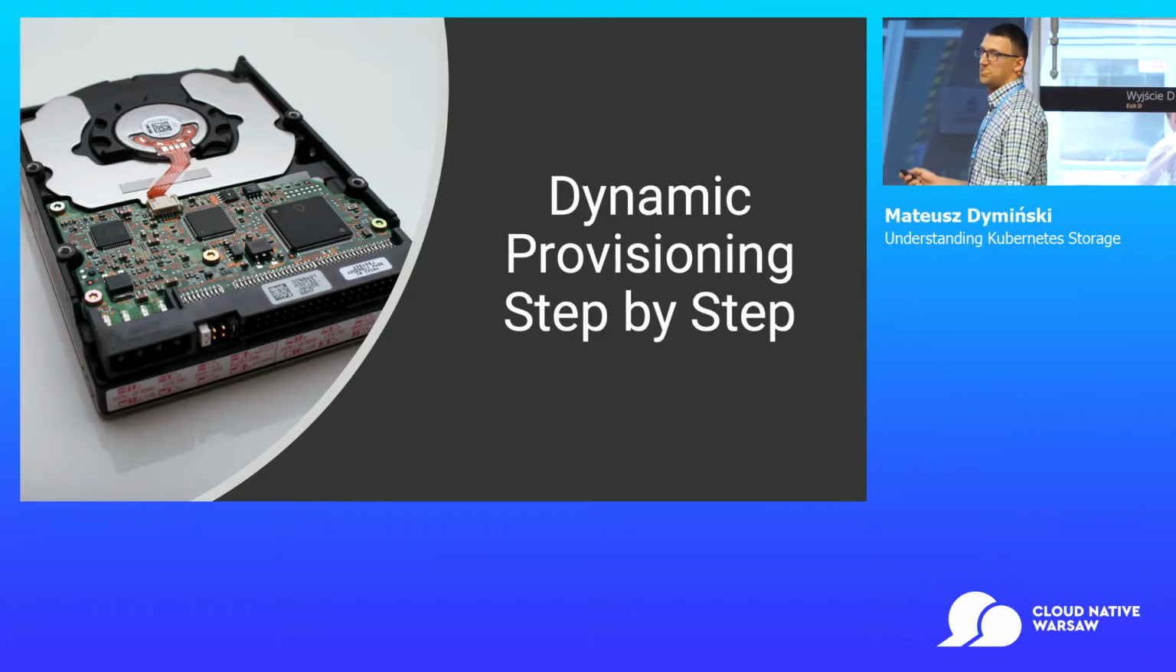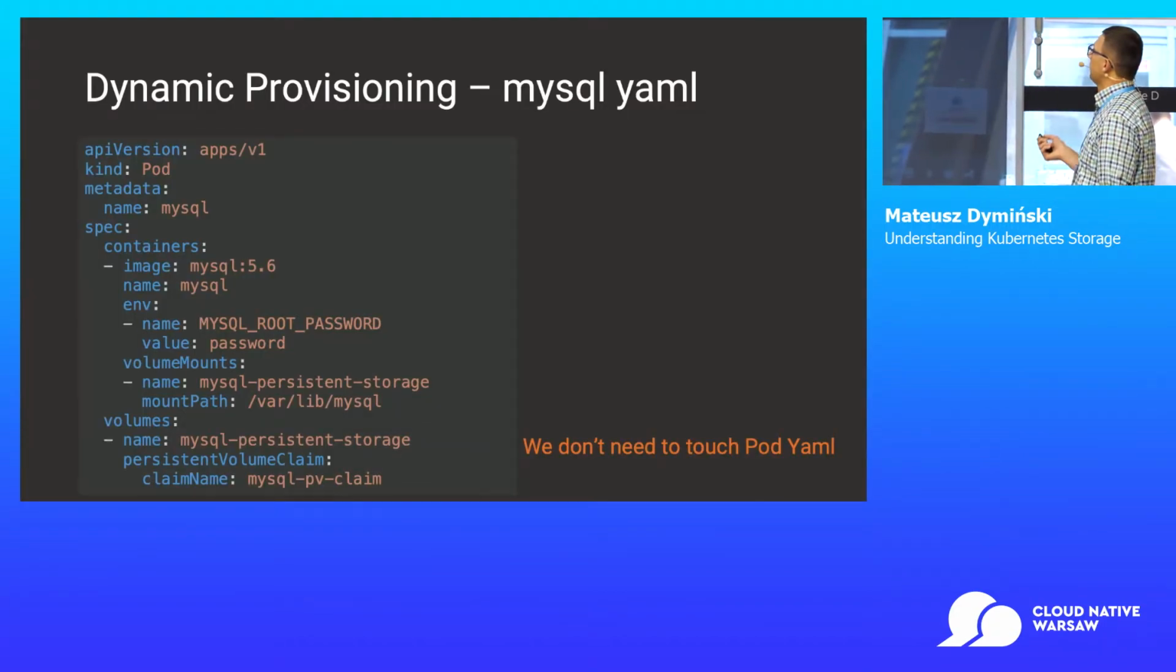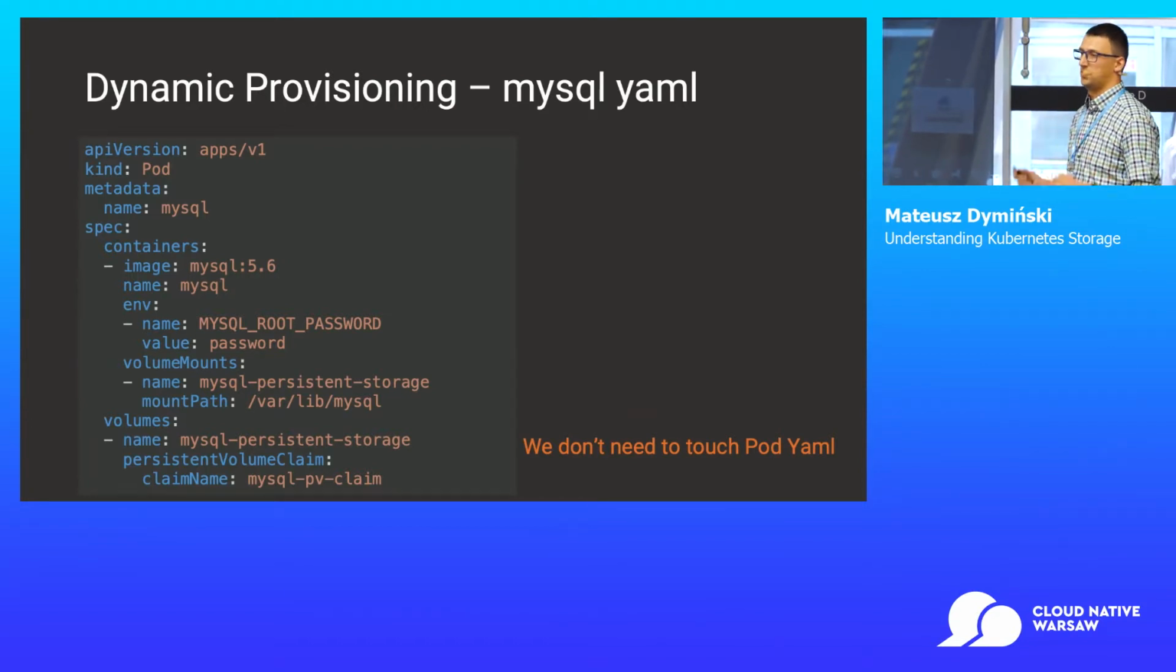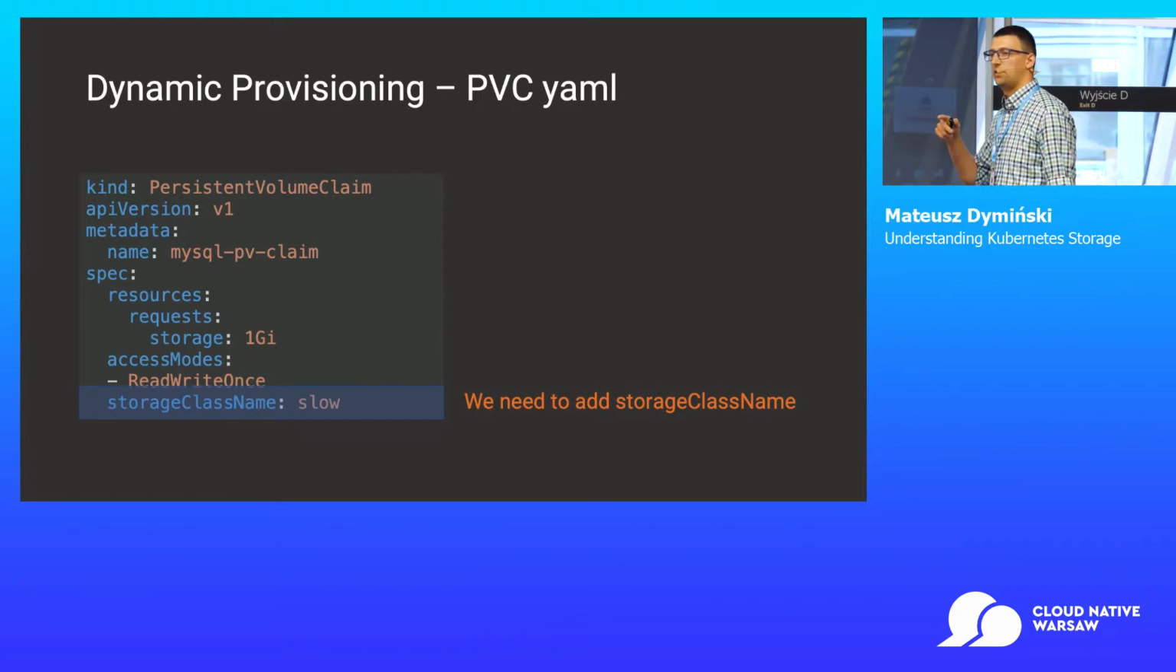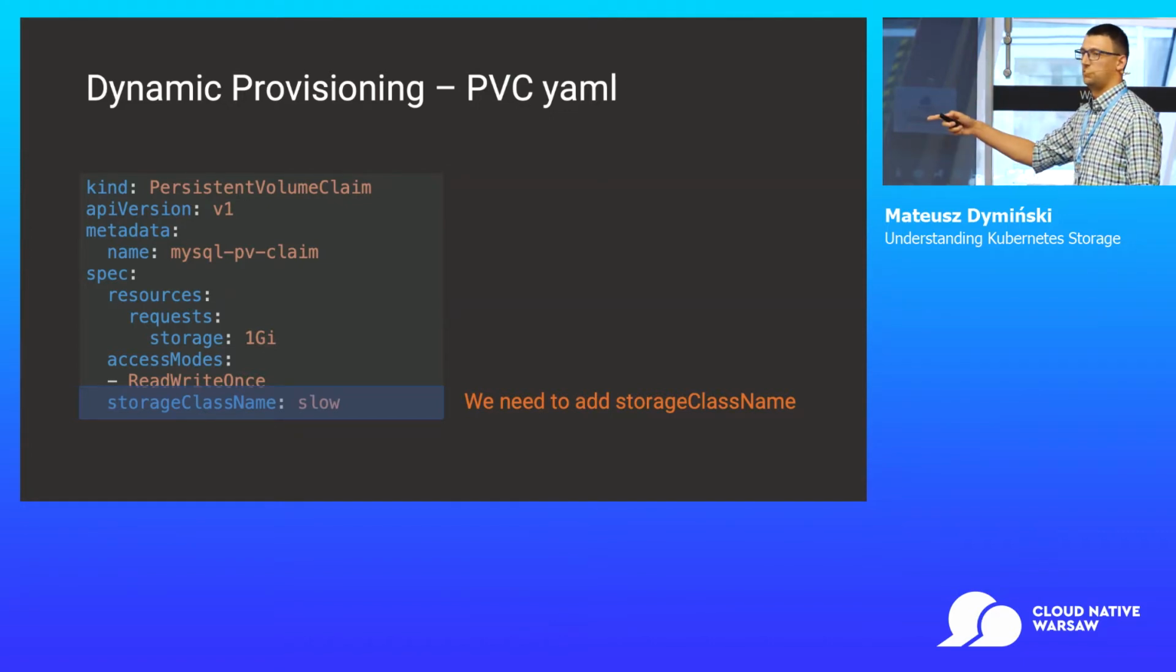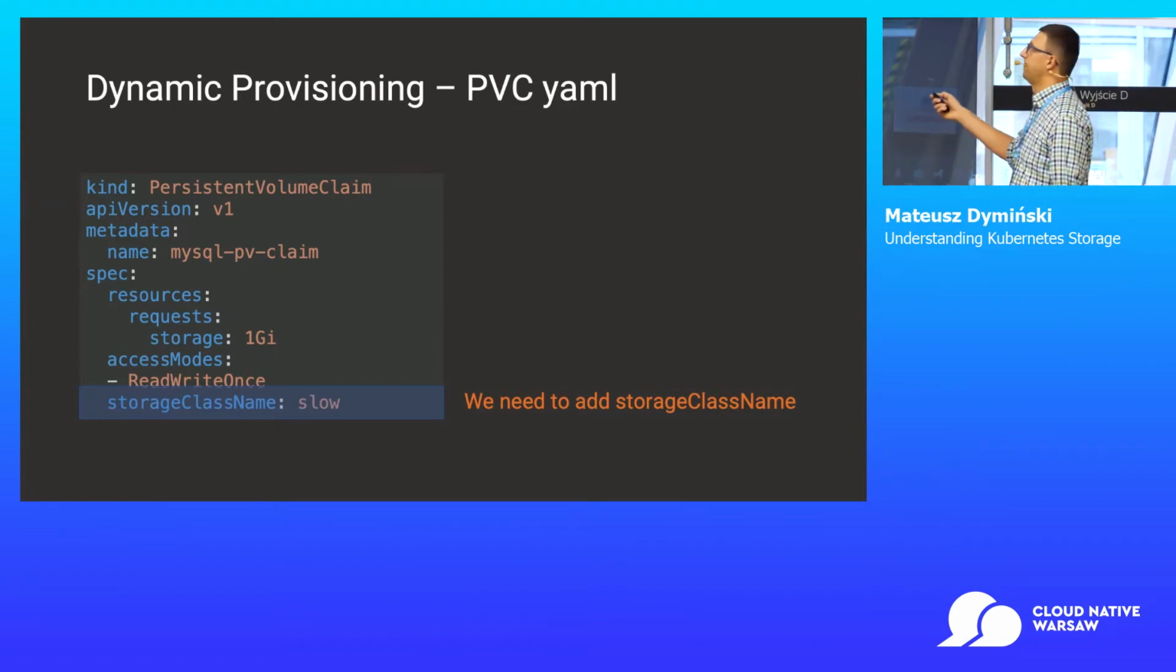Okay, so let's go step by step to see how it works. Here in this MySQL pod, we don't need to change anything. It's portable, and we assume that it's portable, so we don't need to change anything. But in the PVC, the persistent volume claim, we need to change something. Here was the previous persistent volume claim, and now we've got a new thing, which is the storage class name. Now we are telling it: when you create a persistent volume based on this claim, please use this storage class name. It's called slow, which is the name of the storage class we've already seen.